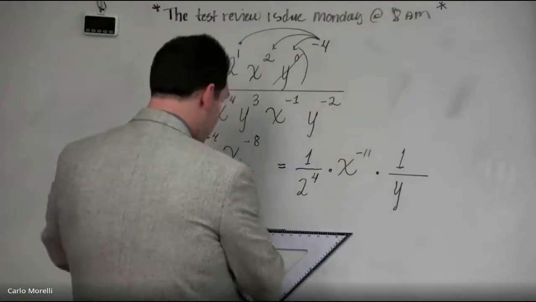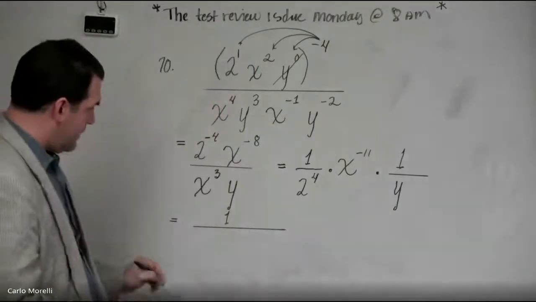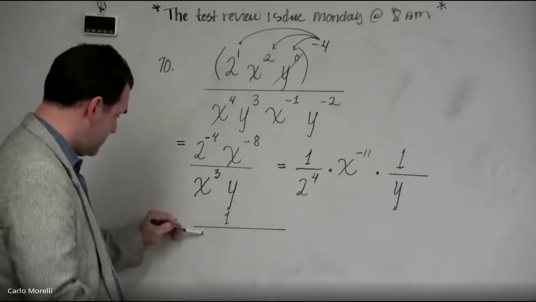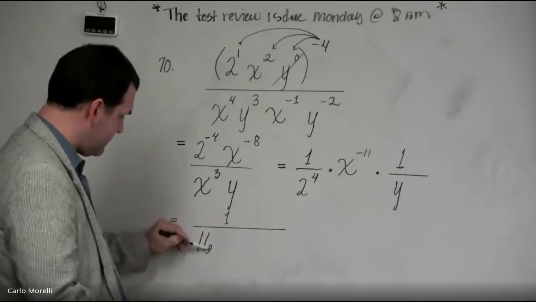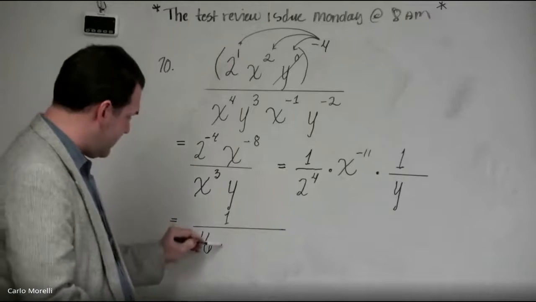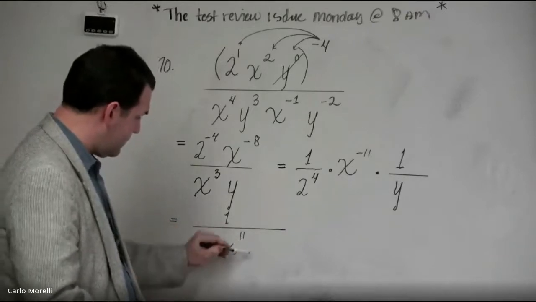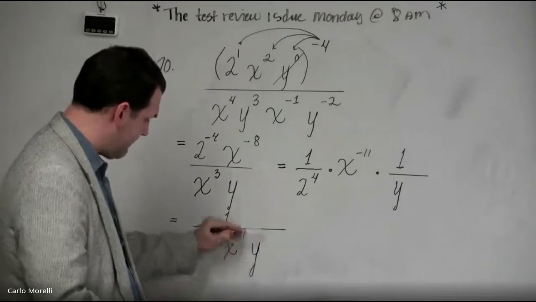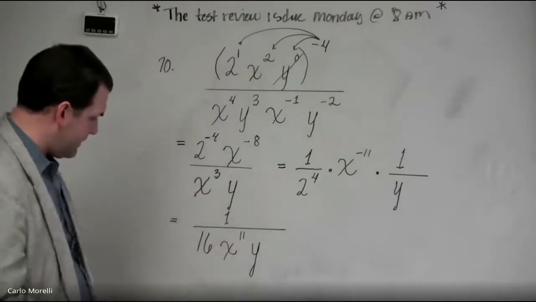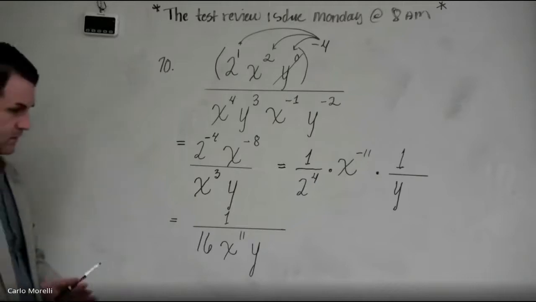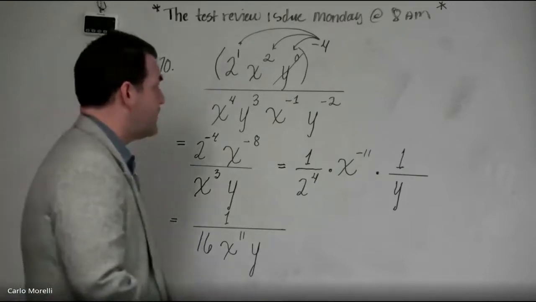And down in the denominator, I've got 2 to the 4th, which we already know is 16. So I'm going to write 16 x to the 11th y. Okay, and that's fully simplified. Okay, that's number 70.